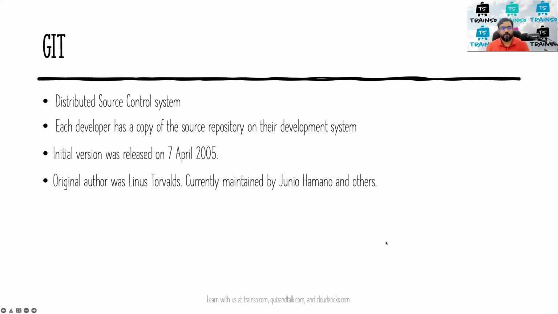So, a quick note on Git, a distributed source control system. Each developer has a copy of the source repository on their development system. The initial version was released on 7 April 2005. The original author was Linus Torvalds, and currently it is maintained by Junio Hamano and a few others.